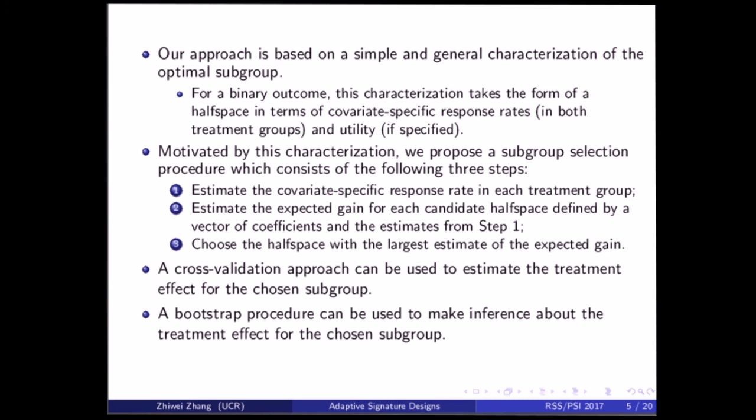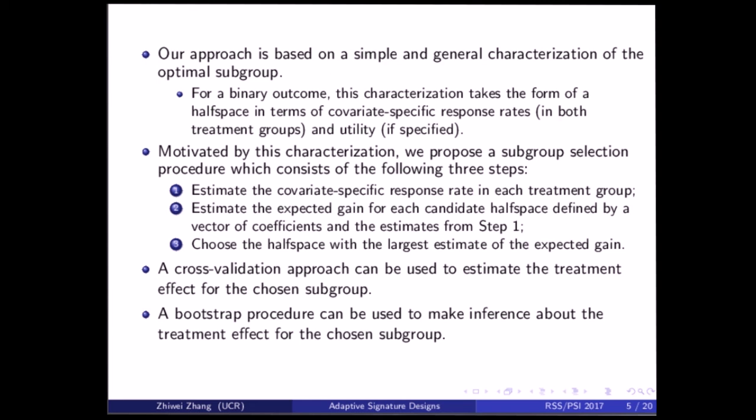So on the next slide, number 5, our approach to this problem is based on a simple and general characterization of the optimal subgroup. For a binary outcome, this characterization takes the form of a half space in terms of covariate specific response rates in both treatment groups and a utility function, if specified. Motivated by this characterization, we propose a subgroup selection procedure which consists of 3 steps.